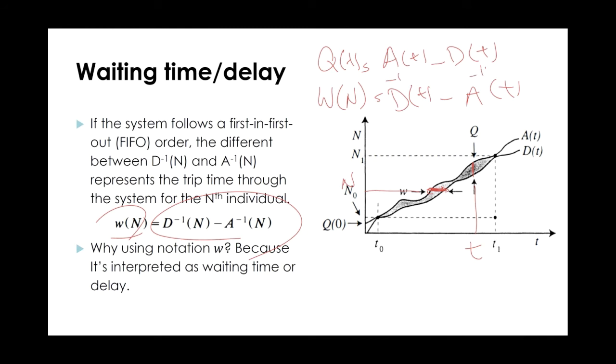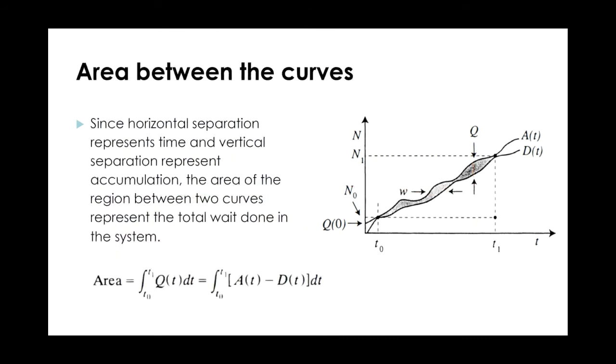Again, this is just a mathematical representation of what we just said. So it's the horizontal difference between A and D. And again, as I said before, the area is the total delay. So if you want to mathematically represent that, you remember the area between two curves is actually the difference between the integrals, right?